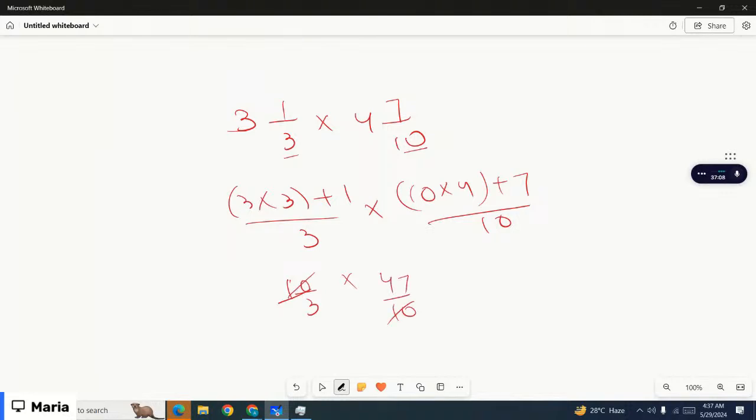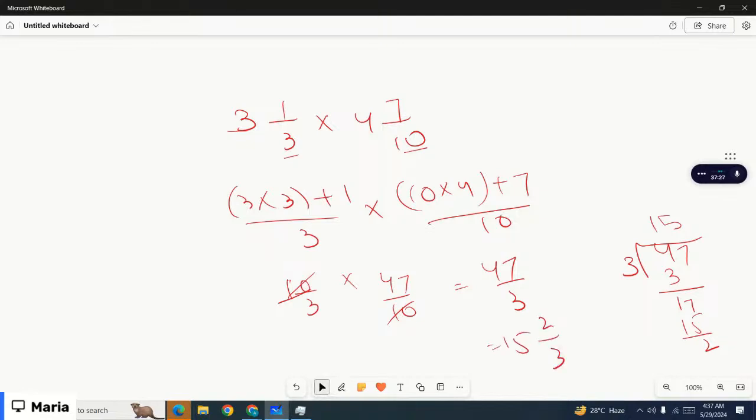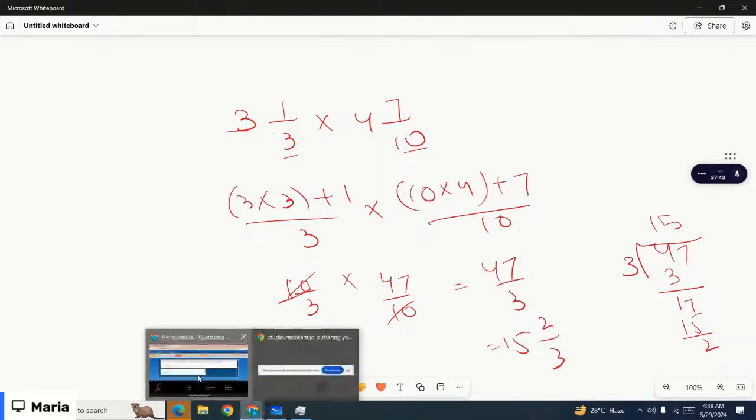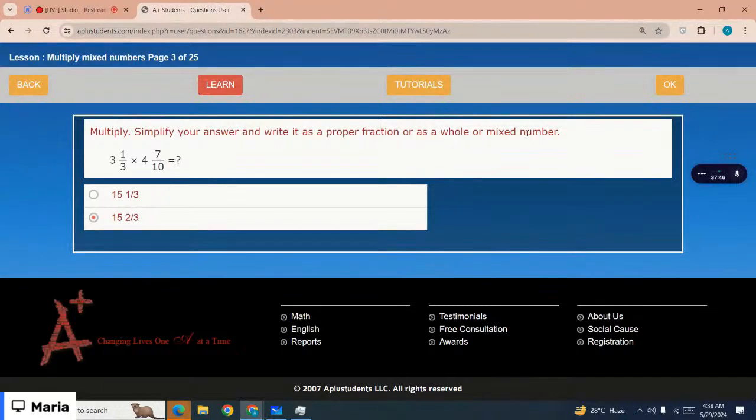So you can simply cancel 10 and 10 because 10 times 1 is 10. Now you have to divide 47 by 3. 3 times 1 is 3. 3 times 5 is 15. So the answer is 15 whole 2 over 3. The correct option is 15 whole 2 by 3. Option number 2 is the correct option.